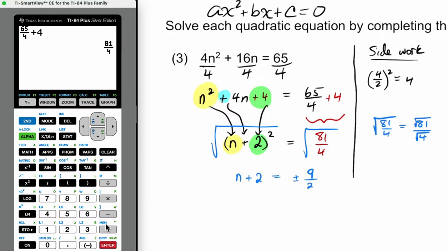Doesn't matter where you put the plus or minus. I like to put it out in front. You could attach it to the 9 if you want. I probably wouldn't attach it to the 2, but you technically could do that also. But I put it out in front because in the next step, I'm going to subtract off the 2.